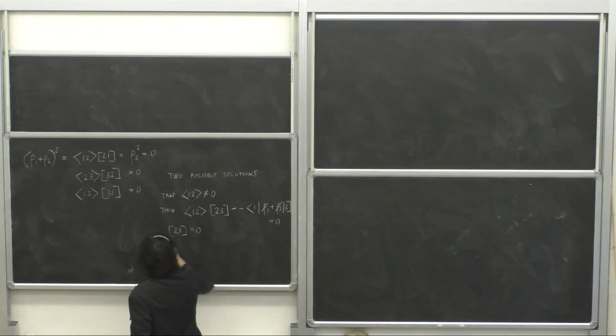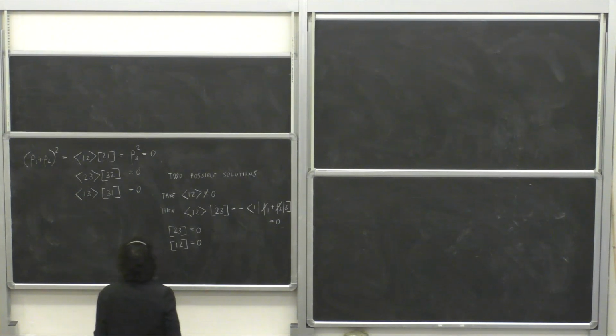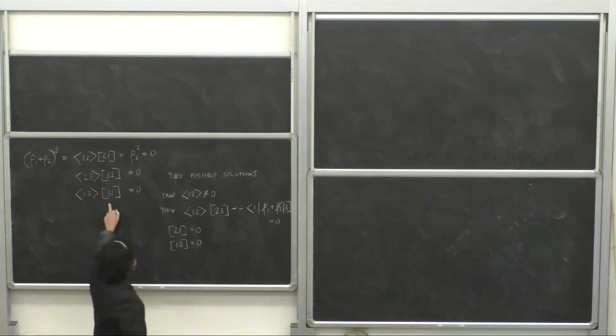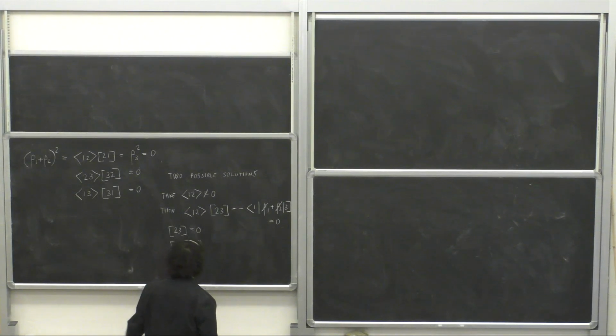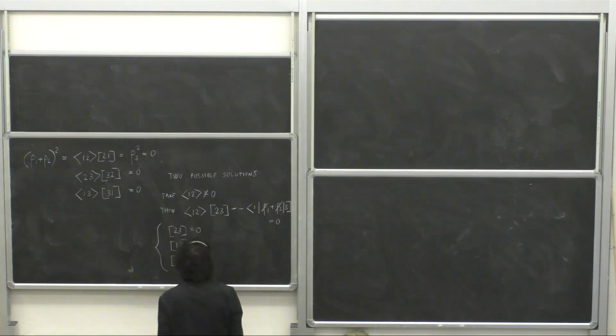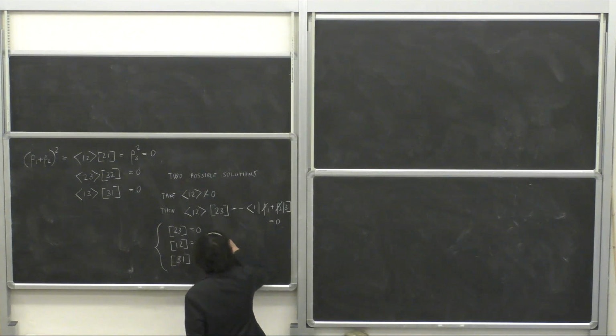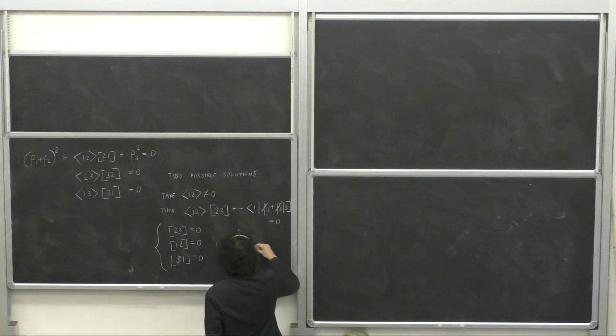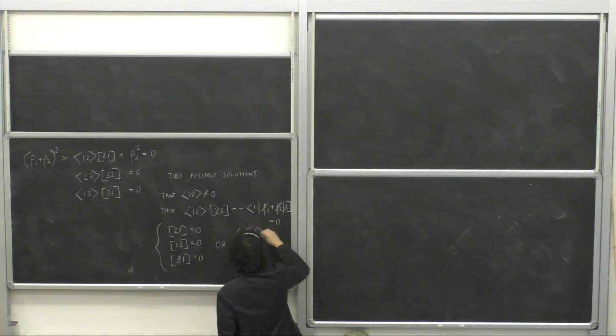We already know from this argument that 1, 2 is equal to 0. By repeating the same argument by multiplying, say, by 3, 1, on the left instead of on the right, you also get that 3, 1 or 1, 3, 3, 1 is equal to 0. And this is one of the possibilities. The other possibility is that the angle brackets are equal to 0, but not the square brackets.